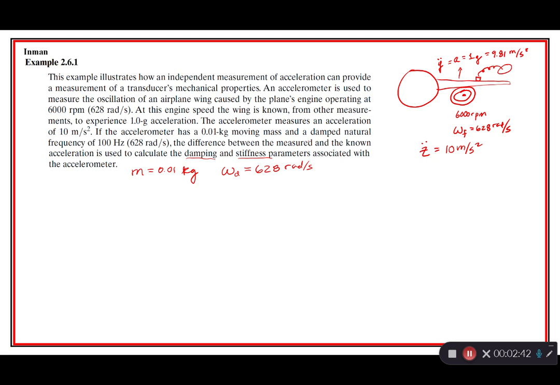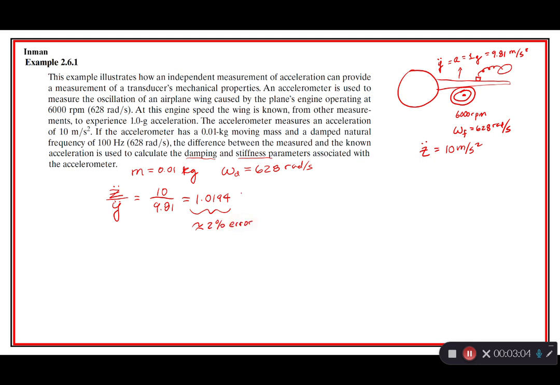So first thing, let's do z double dot over y double dot and see what the error is. 10 over 9.81 is going to be equal to 1.0194, which is approximately 2% error.